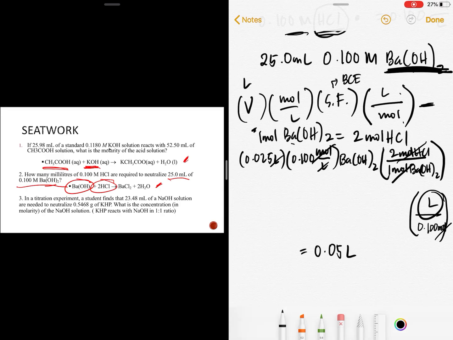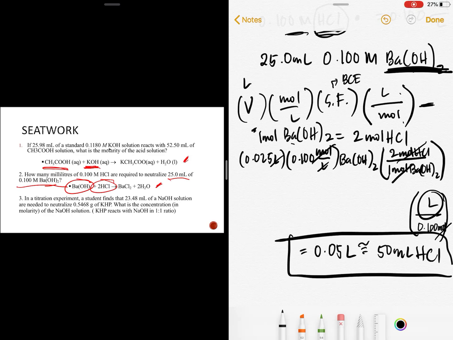Ang hinihingi sa'yo sa problem is what? Ang hinihingi sa'yo sa problem is milliliters. How do you convert liter to milliliters? Multiply it by 1,000. So, times 1,000, 50. Ayan. So, this is equal to 50 ml pure hydrochloric acid.